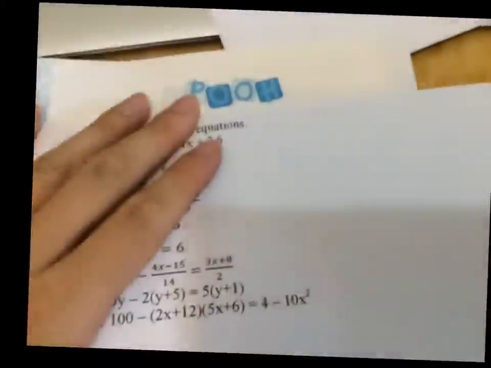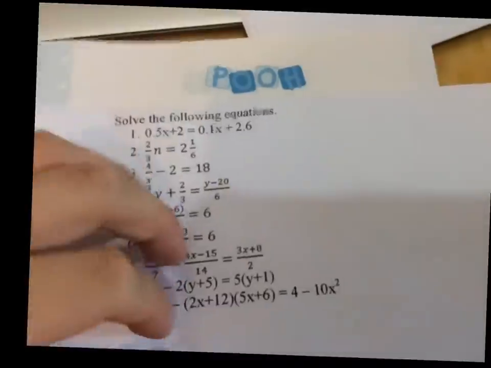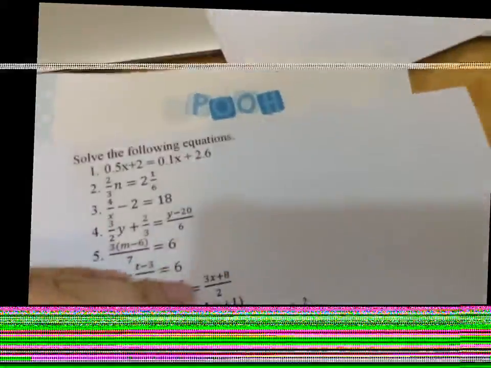Okay, this part, solving equations, you learned in Form 1. I want to do some revision for you, and this is harder, and some skills are in Form 2. Okay, so let's do it.